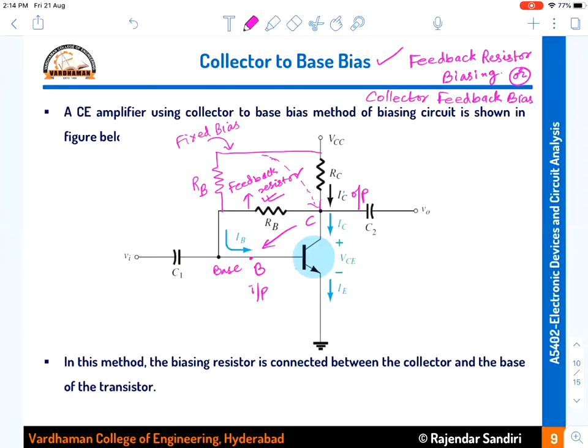If the stability factor is very high, then if temperature increases, ICO increases, thereby IC increases. If IC increases, which is the y-intercept, the operating point position shifts.